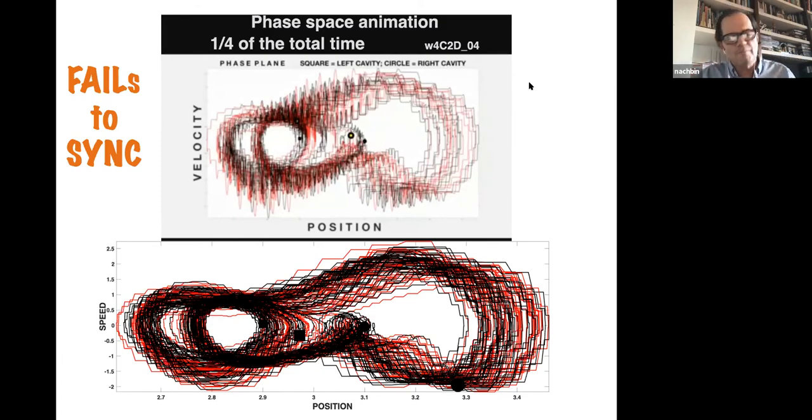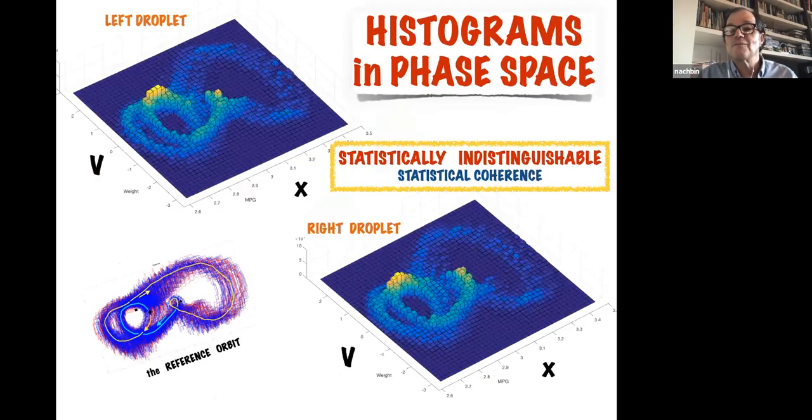And to my surprise and to my joy, they were identical. So I call this statistical indistinguishability, or statistically coherent. I cannot make a difference between these two guys if I just do the histogram binning. They're the same. Here you can see the binning of the left and the right droplet. So right as they're going around the reference orbit, as I show here in the bottom.